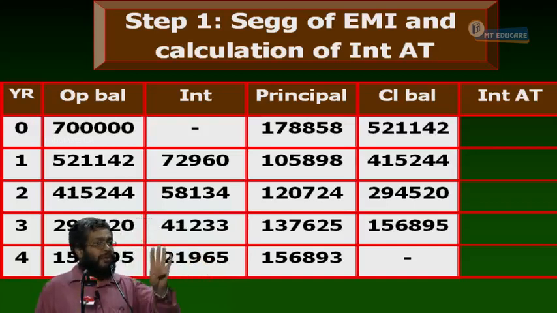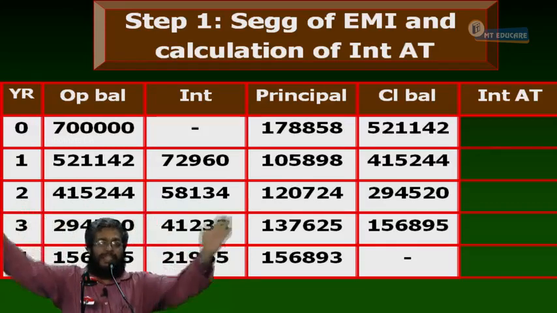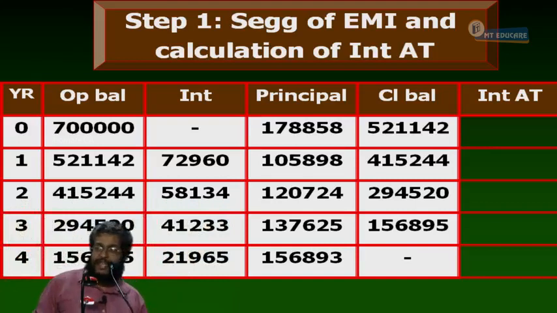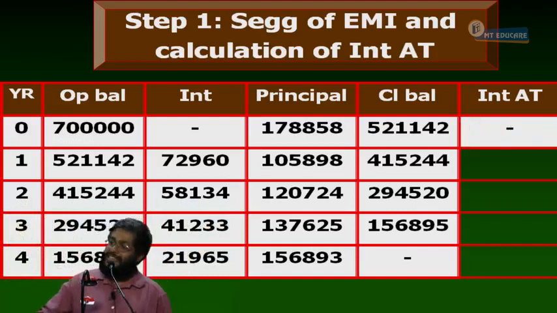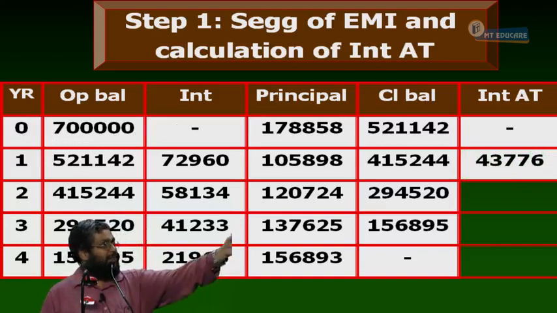What is tax rate? 40%. 100 rupees interest paid, 40 rupees tax saved. The net expense only how much? 60%. So what is the first thing? 72,960 into 60%. What's the number? 43,776. Number writing or not?